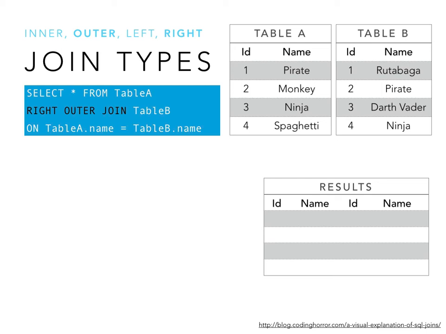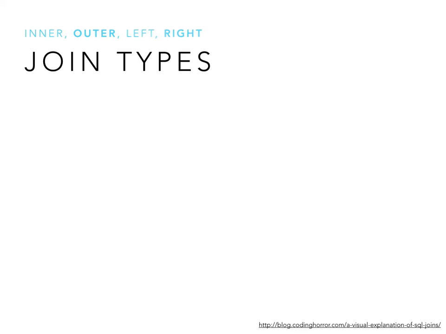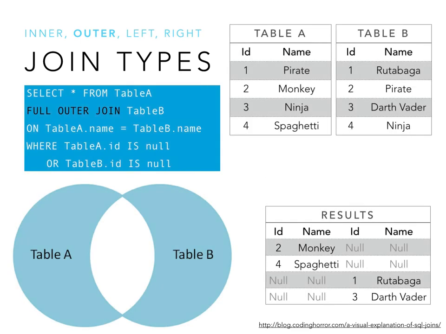Okay, one more. If we wanted something like this, where we just wanted the items that were in A and B, but not the overlap, we could do something like this. This is how you could do this, just so that we have more Venn diagrams to look at.